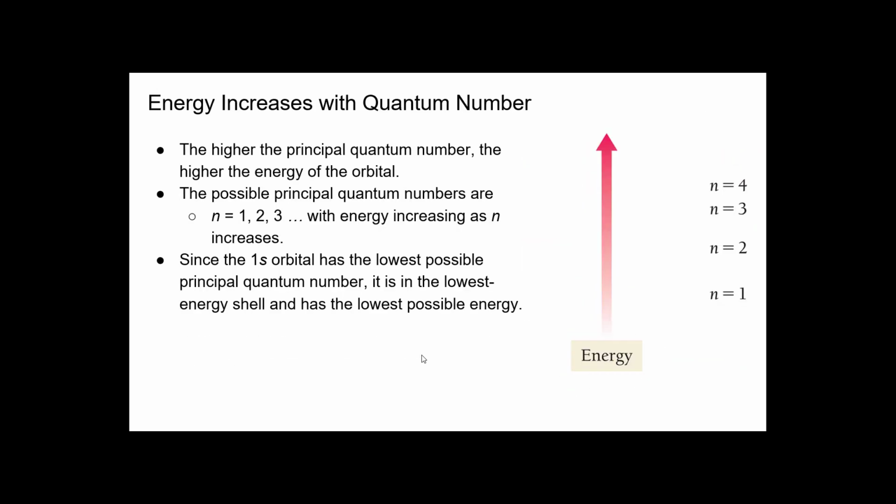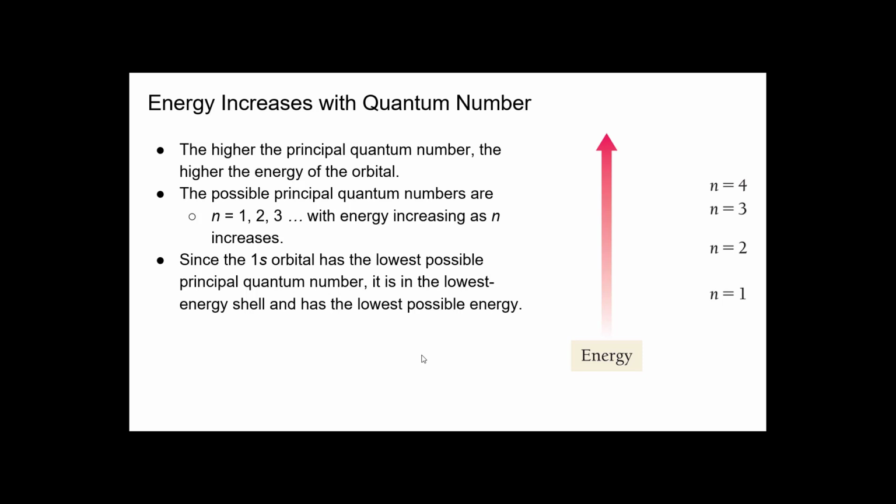So energy increases with quantum number. So that's a main word you should know. Principal quantum number or quantum number, depending on where you read this. The higher the quantum number, the higher the energy. The lower the quantum number, the lower the energy. So the principal quantum numbers are n equals 1, 2, 3, and so forth.